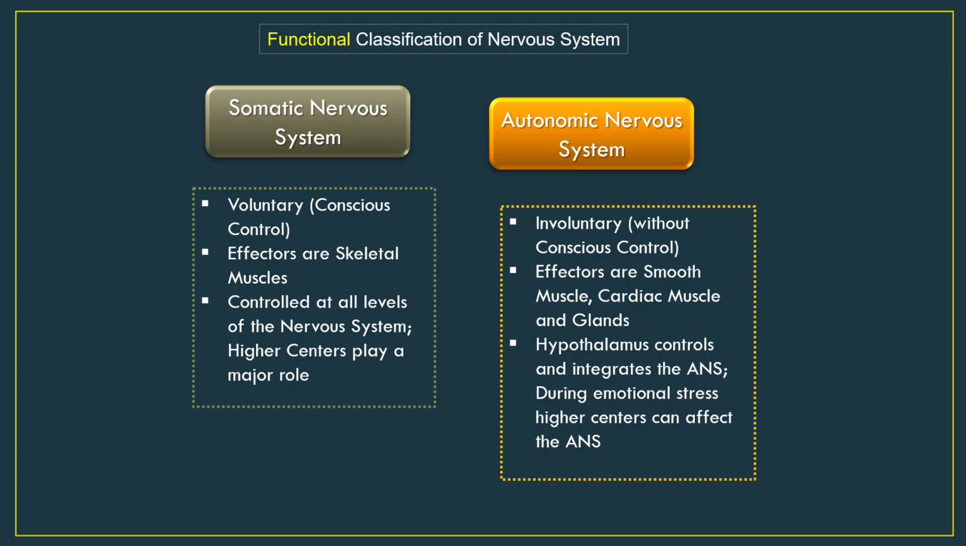In case of the autonomic nervous system, it is the hypothalamus which controls and integrates it. However, during emotional stress, higher centers can affect the autonomic nervous system. An example is, just before or during the exam, your heart rate goes up, right?